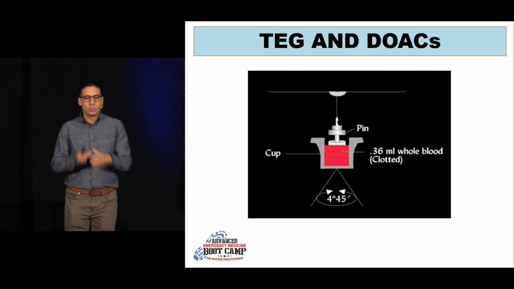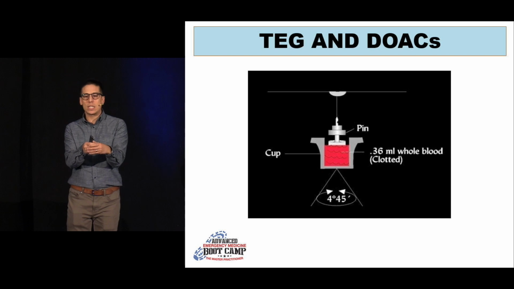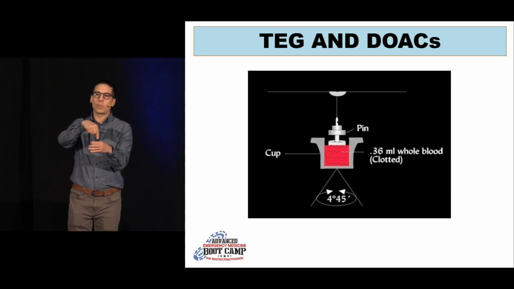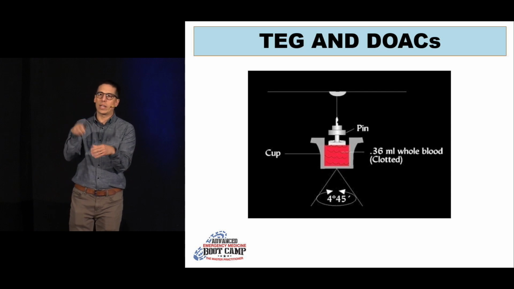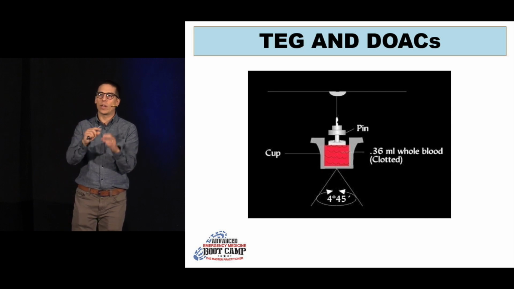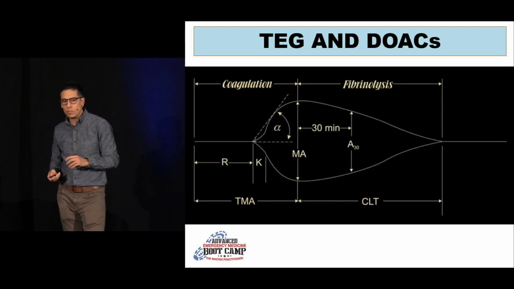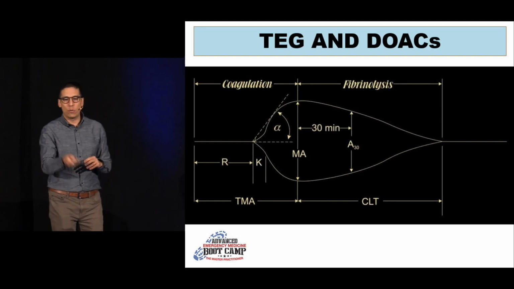So a TEG, you take 0.36 cc's of whole blood in this little cup, basically. You dip a pin in the cup, and the pin is attached to a little electromechanical strain gauge. You spin this thing around, you put in a little bit of kaolin clay to get the clotting started, and you develop a little graph of the strain. The graph looks like this. And so this is a clot that forms, right?